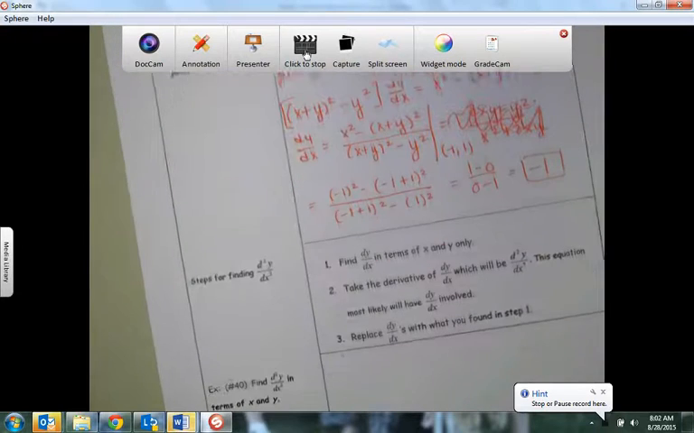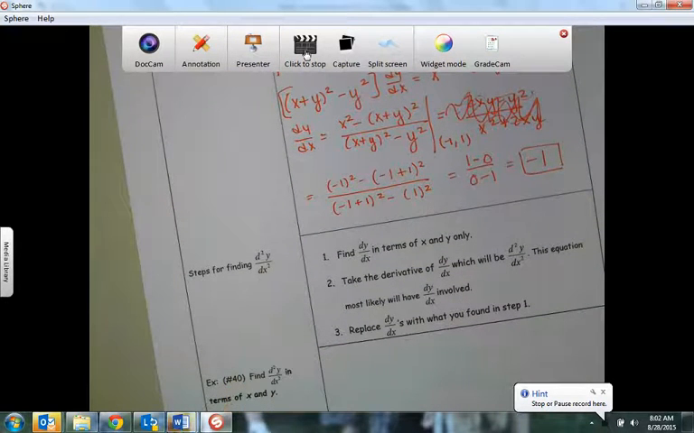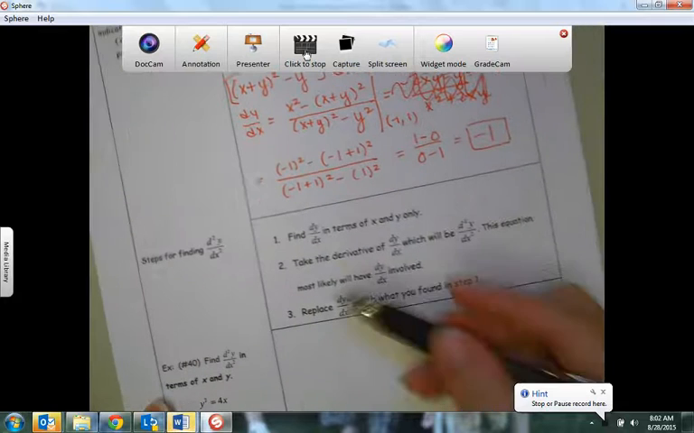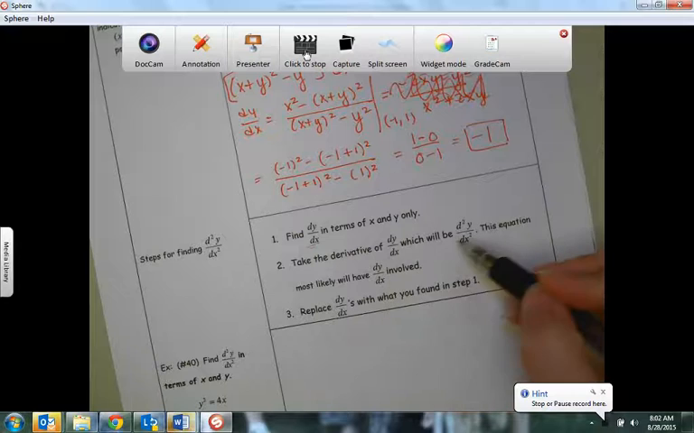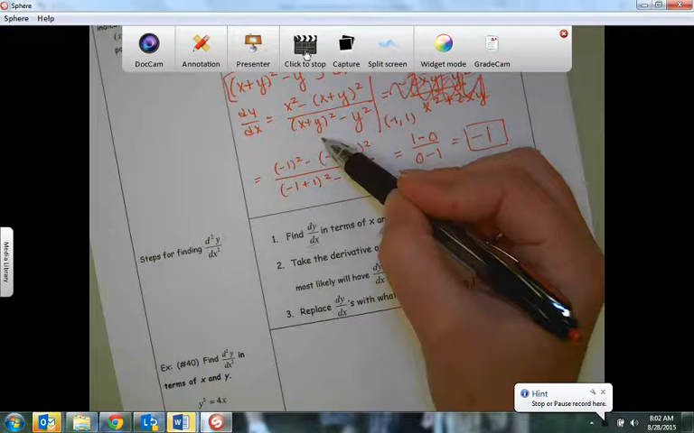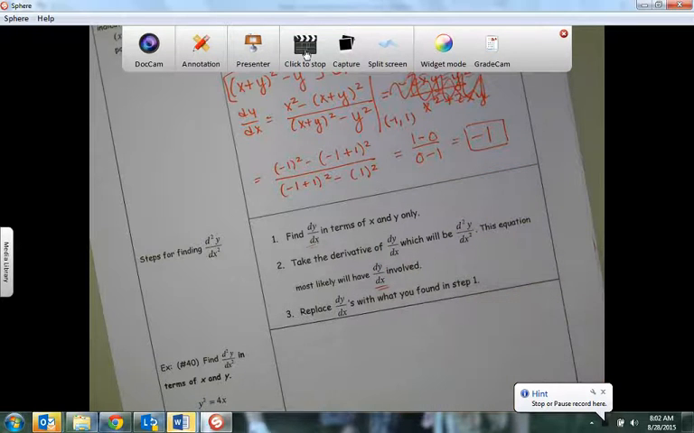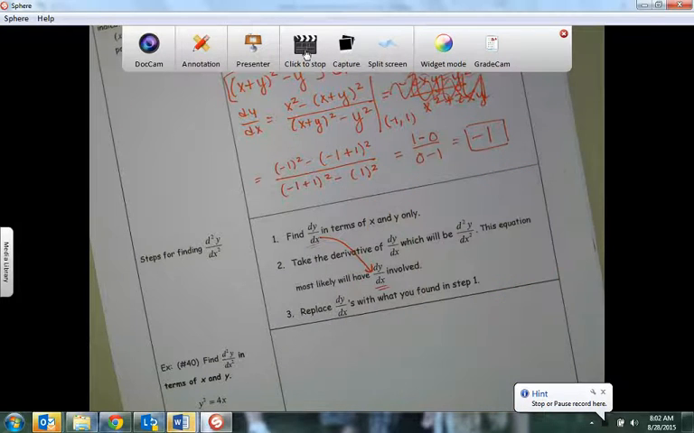Okay, now taking the second derivative. This is saying find the second derivative. And again, that's going to give you more with concavity, points of inflection. So your steps are to go ahead and find that dy dx just like you did. Then you're going to take the derivative of that dy dx. So up here, I would take the derivative. And again, you're going to probably have dy dx in there. So then you're going to have to go back and sub it in, so you can get it all in terms of just x and y.